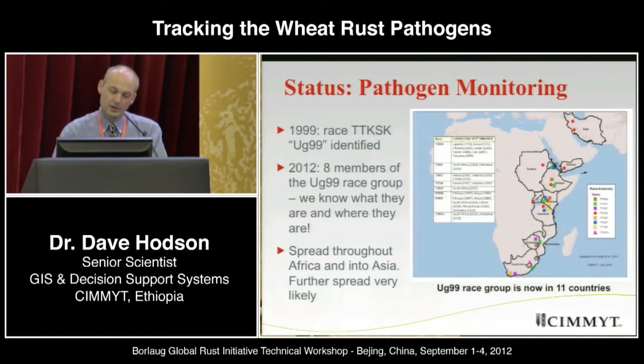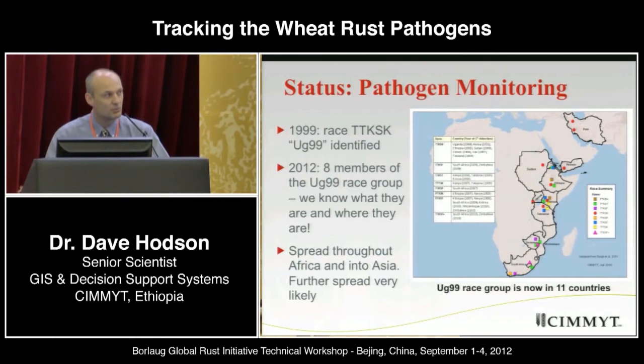In terms of the pathogen monitoring, we've also made substantial progress. From the original identification of race TTKSK, we've now moved to a situation where we've identified 8 members of the UG99 race group. We know what they are, but we also know where they are. I mean, that is a substantial achievement.